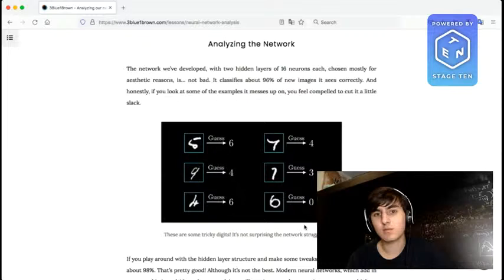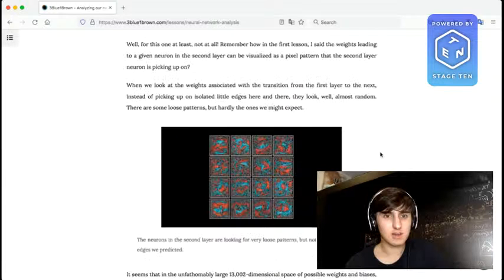Interesting. Remember in the first lesson I said the weights leading to a given neuron in the second layer can be visualized as a pixel pattern that the second layer neuron is picking up on? The weight given to a given neuron in the second layer is a pixel pattern. Correct. When we look at the weights associated with the transition from the first to the next, instead of picking up on isolated little edges, they look almost random. There are some loose patterns, but hardly the ones we might expect.